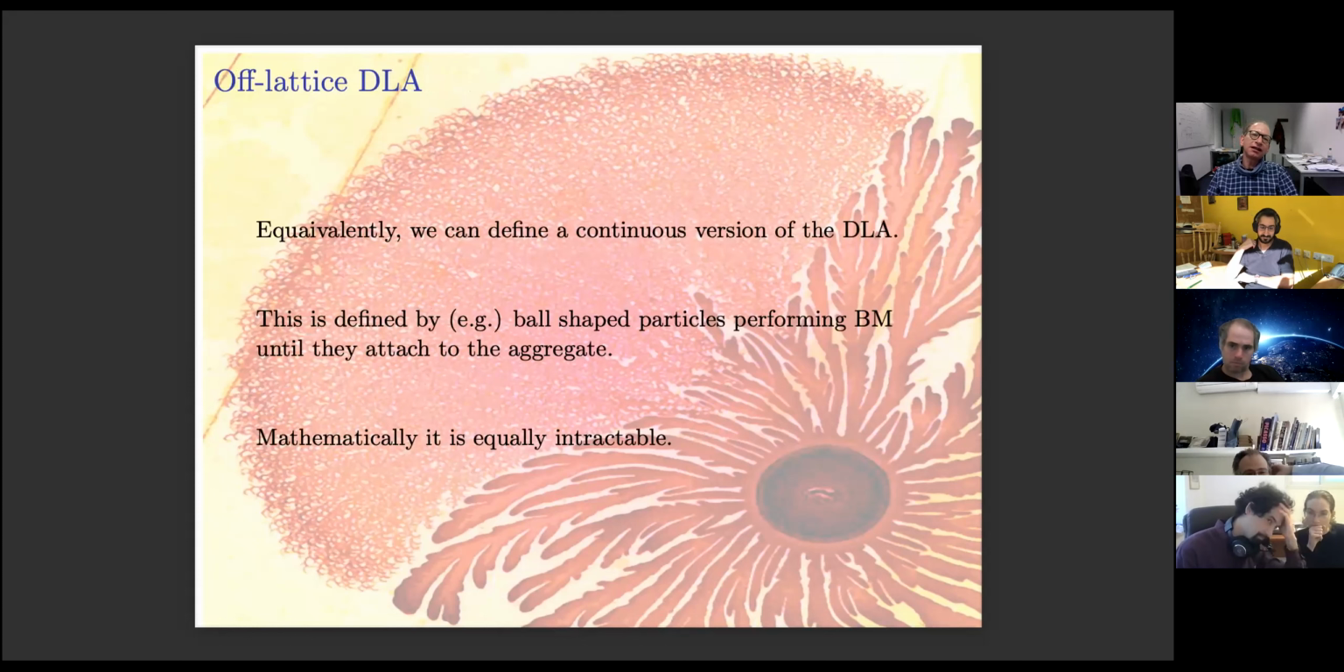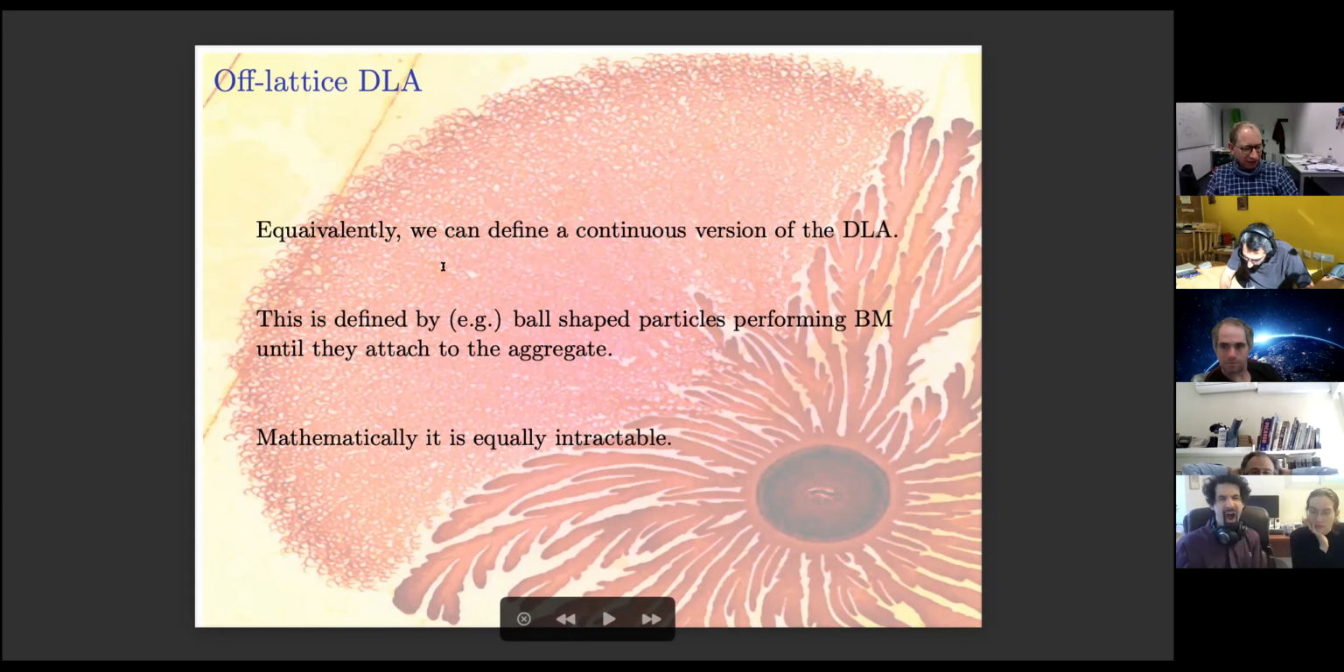And the same way that we define the DLA on the lattice, we can also define DLA off lattice. So we can define a continuous version of the DLA. So this is defined, instead of a particle moving on the lattice, we have in the continuum a ball-shaped particle, or any other shape, which performs a Brownian motion, again starting from infinity in the sense that I explained, and it runs until each particle performs its Brownian motion until it attaches to the existing aggregate, and mathematically it's equally intractable. So still, essentially, whatever you ask, you don't know the answer.